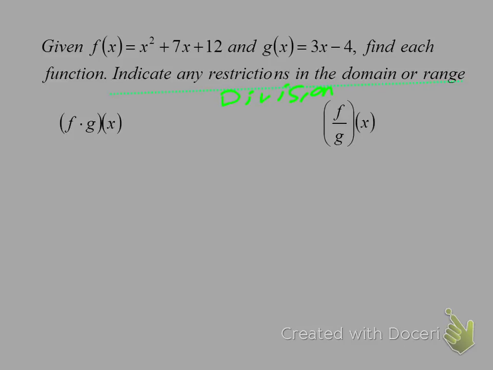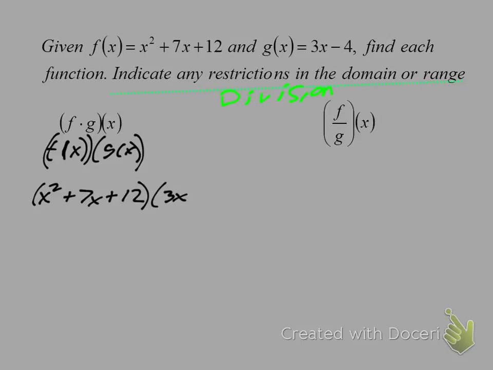Okay, so f times g of x. And even when I'm doing these problems by myself, because that's what I do at home for fun, I even write it out, f of x, like that, in parentheses, times g of x, so I don't mess it up, and put that extra factor of x in there. Rewrite it like that, so that way you aren't off by a factor of x. So f of x in this case is x squared plus 7x plus 12 times g of x, which is 3x minus 4.